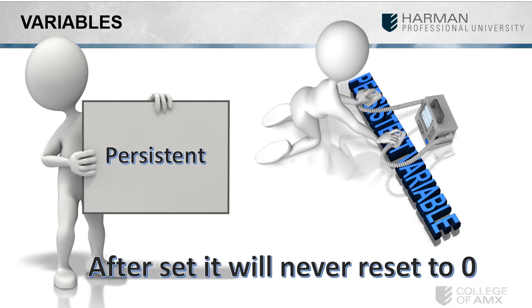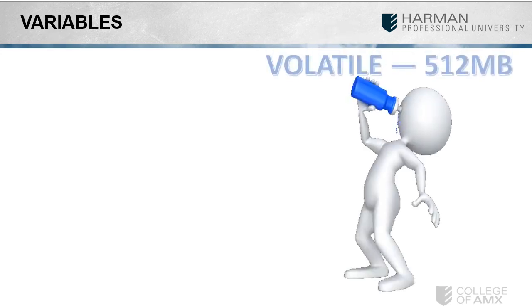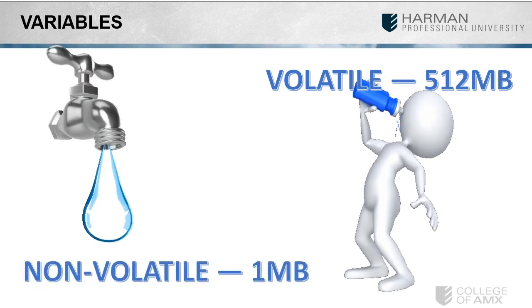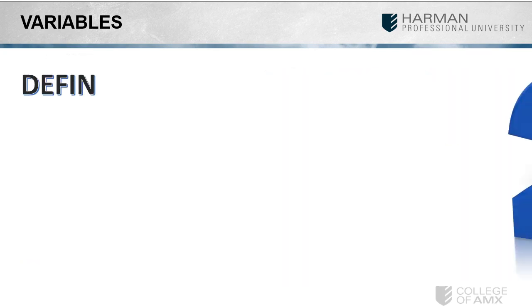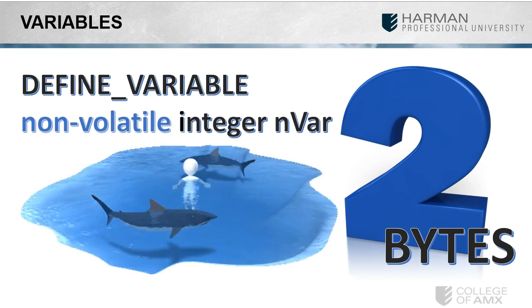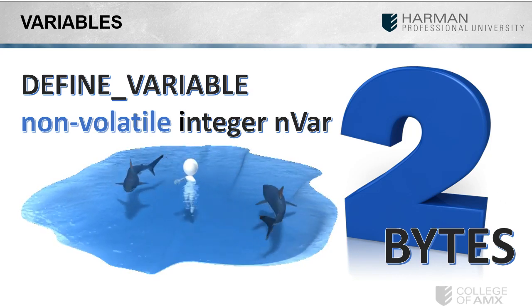Non-volatile memory is a limited resource. For example, an NX 2200 processor has 512 megabytes of volatile memory, but only 1 megabyte of non-volatile memory. Each time you define a variable, you are using some of that memory. So if you define an integer variable, you are using 16 bits or 2 bytes of memory. Because there is a limited amount of non-volatile memory, it is important to be aware of which pool of memory the variable will be stored in.